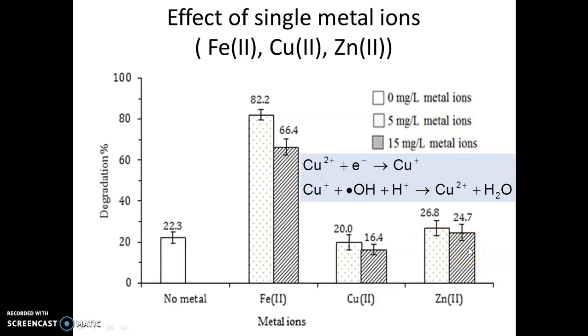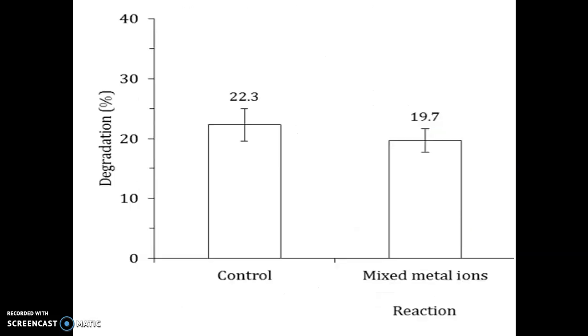For zinc, the addition of zinc shows only a slight increment in the photodegradation of glyphosate. However, it was noticed that degradation slightly dropped to 24.7% when the concentration of zinc-2 was increased from 5 to 15 mg per liter. Nevertheless, there is no significant effect of 5 or 15 mg per liter on the photodegradation of glyphosate. It can be seen that the presence of single copper metal significantly inhibited the photodegradation of glyphosate.